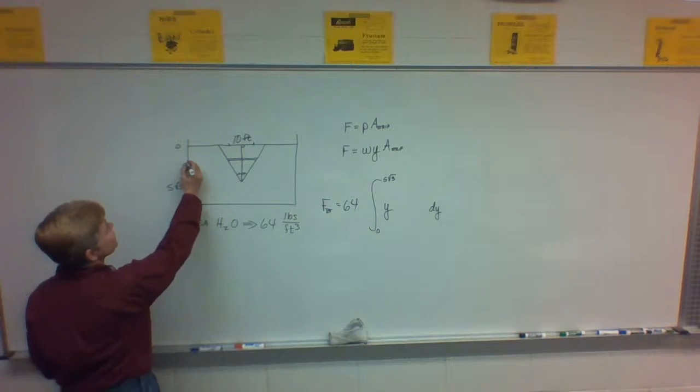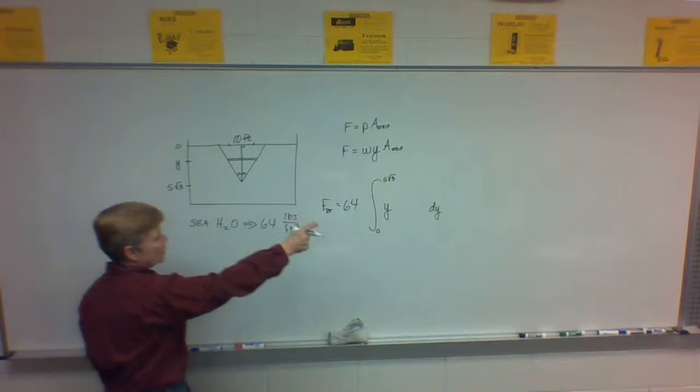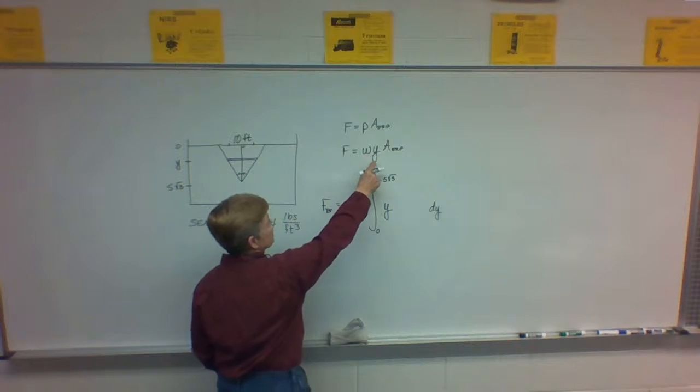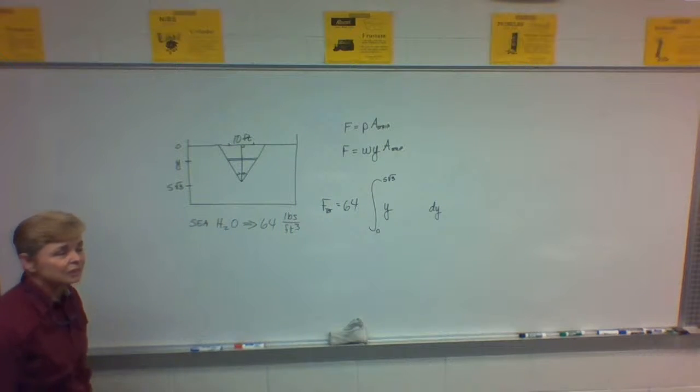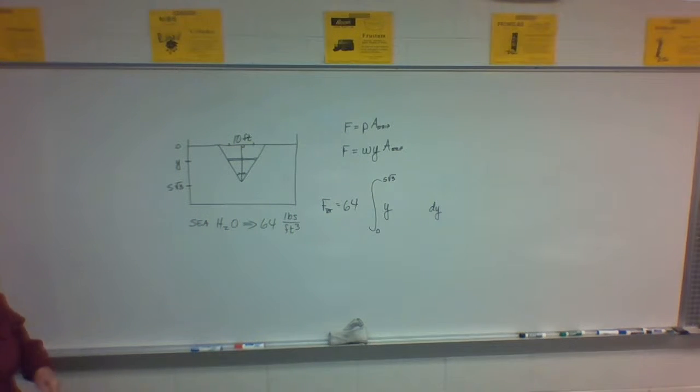It is also y deep. That's this y right here. So weight density times depth times the area of the strip. And I have everything I need except for the length of the dang thing. And that's the hard part. That's the part where you get the points if you're correct.